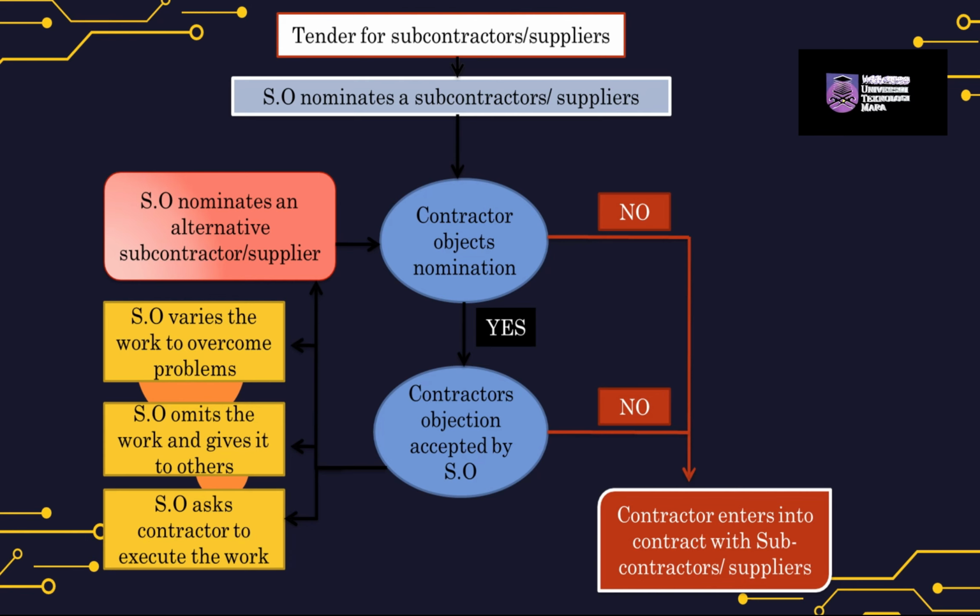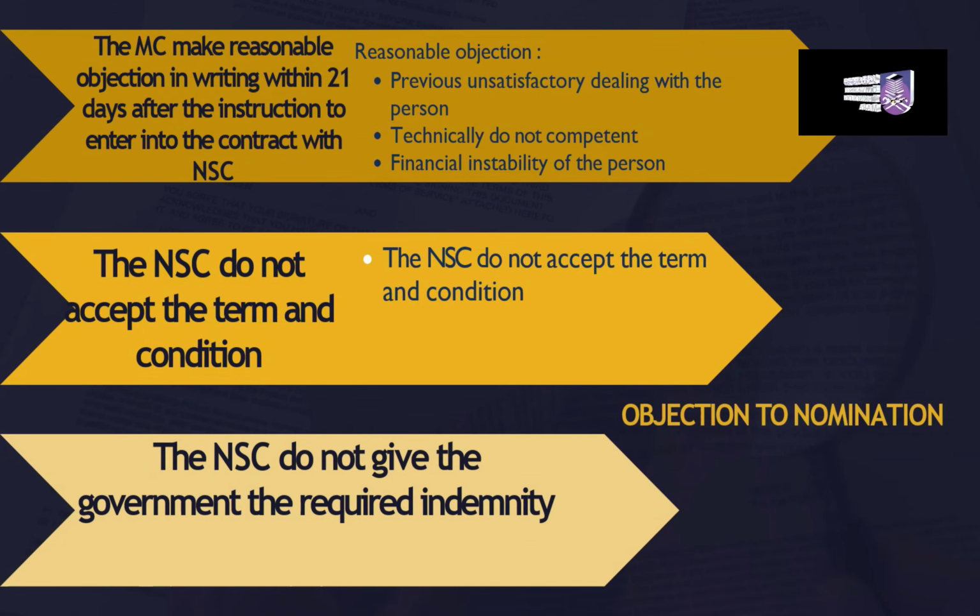The contractor has the right to object the nomination made by the SO in certain circumstances. Now, there are 3 reasons that the SO cannot appoint or nominate a subcontractor. Number 1, if the contractor makes reasonable objection against his nomination. The objection by the contractor to the proposed nominated subcontractor must be made in writing within 21 days of the SO's instructions to the contractor to enter into subcontract with the proposed nominated subcontractor.